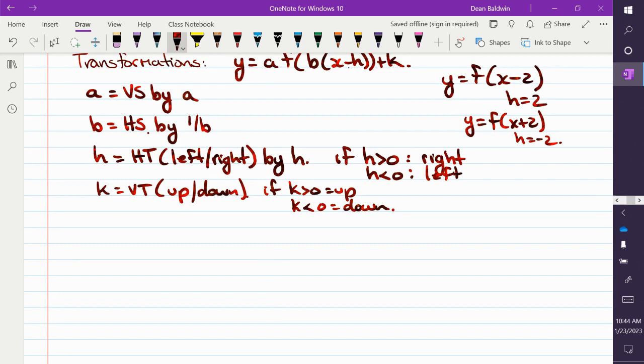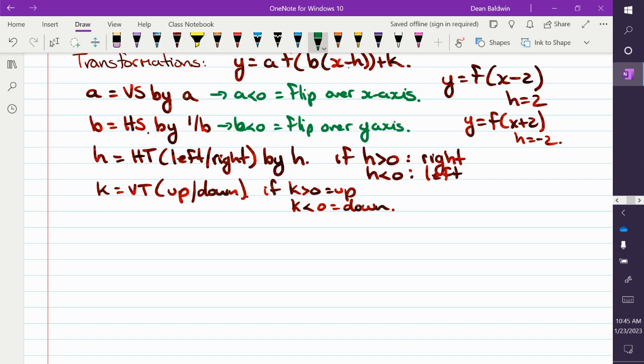That would be a trig question, because it has to be sinusoidal, like repeating. What if a and b are negative? A less than 0. What does that mean? Flip or reflection over the x-axis, because you're changing the y values, so they change up and down. So it flips over the x, and again, if b is less than 0, it's a flip over the y-axis. Okay.